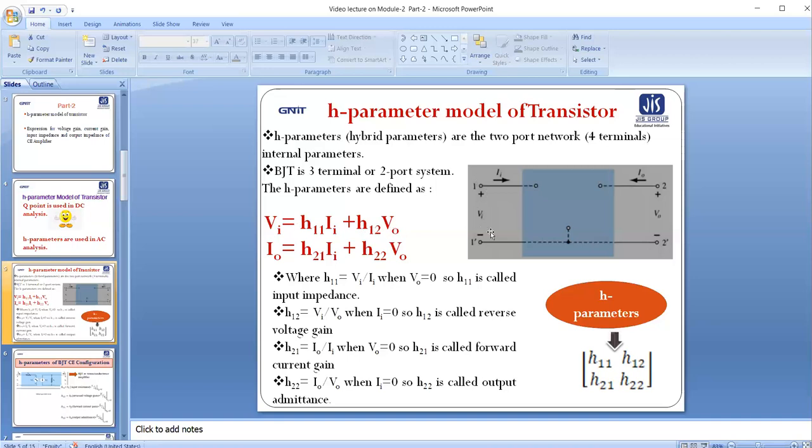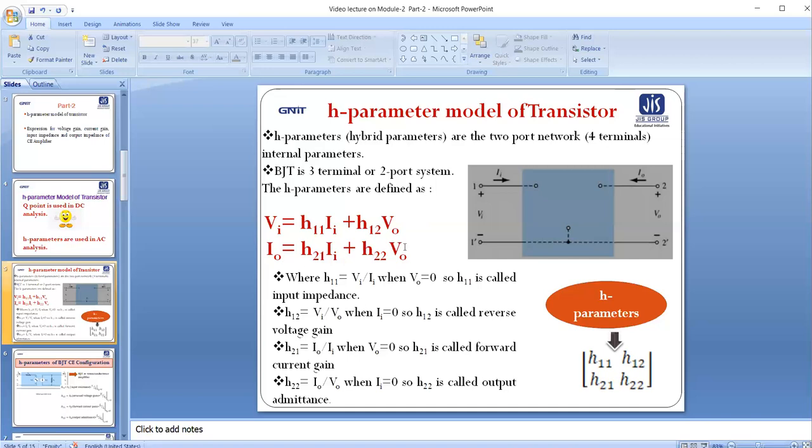That means this VI is equal to some parameter H11 into II, that is the input current, plus H12, that is another parameter, into V naught, that is the output voltage. But in the second equation, we will see that the left-hand side is becoming the current. It's not the voltage. So it becomes I naught equals H21 II plus H22 V naught.